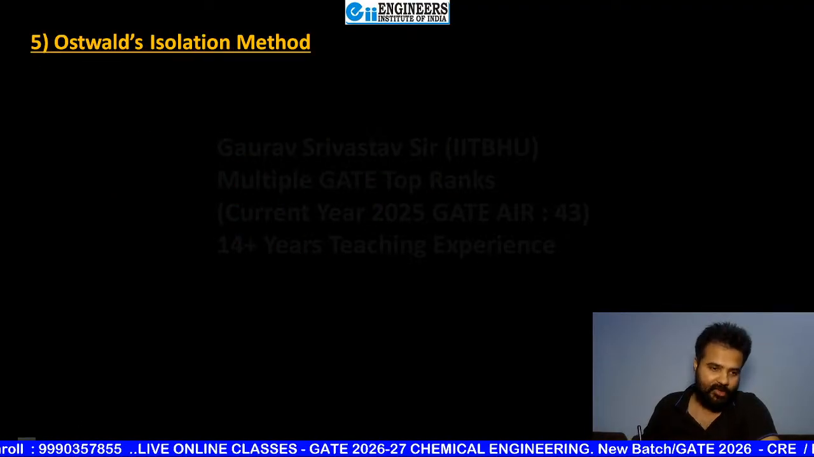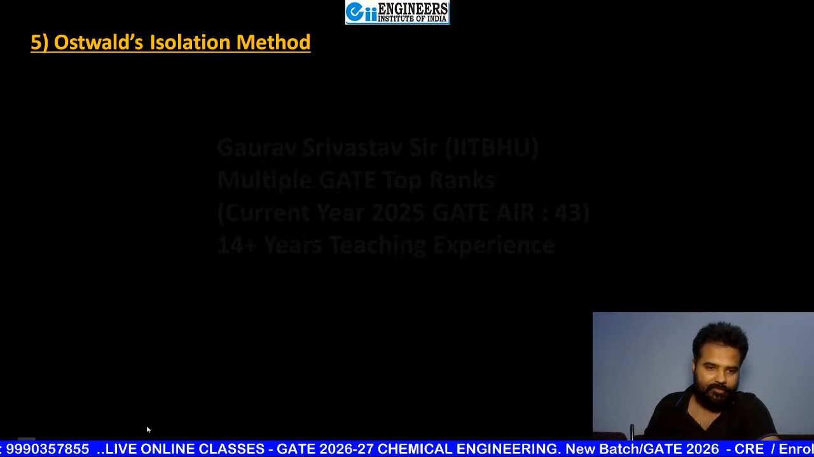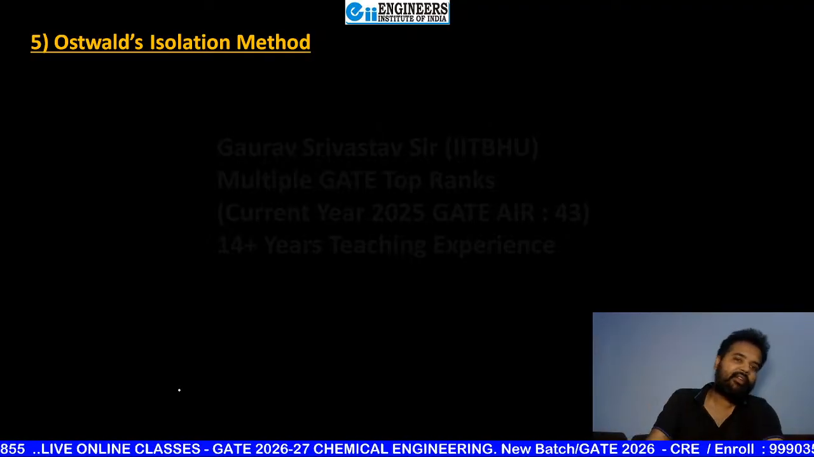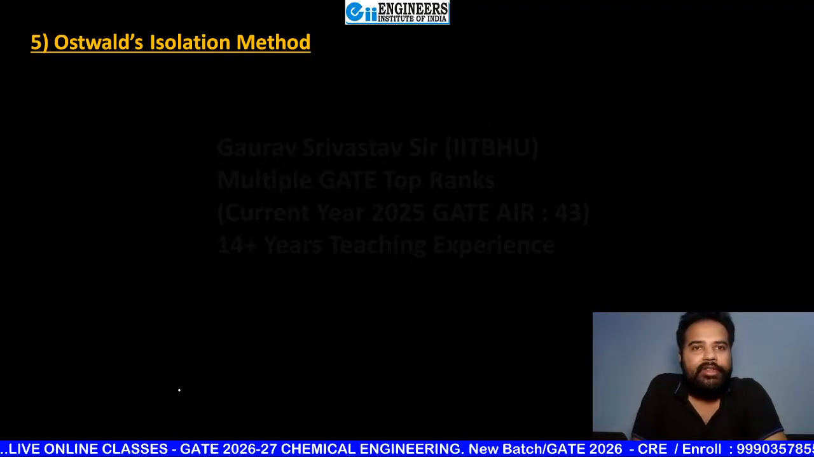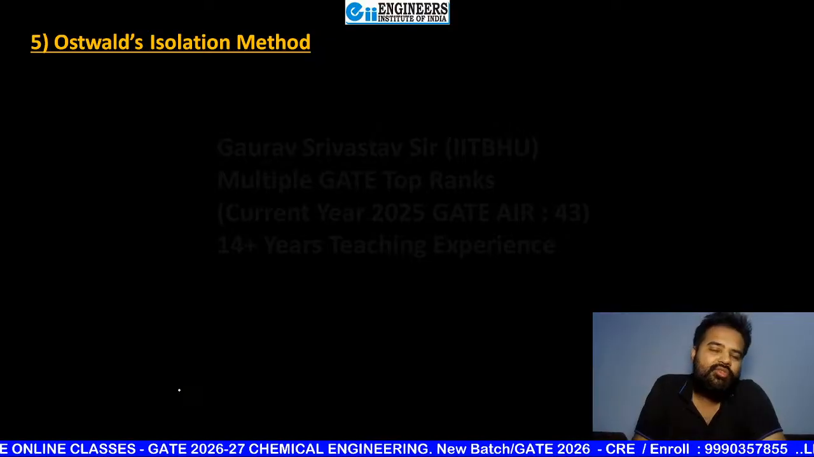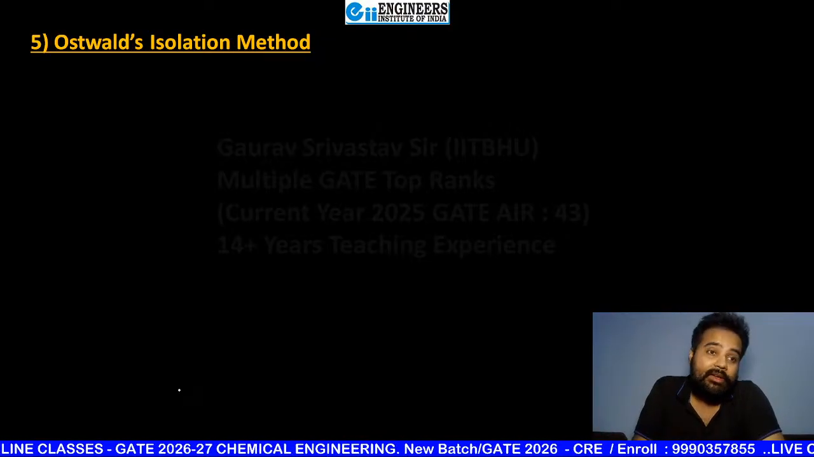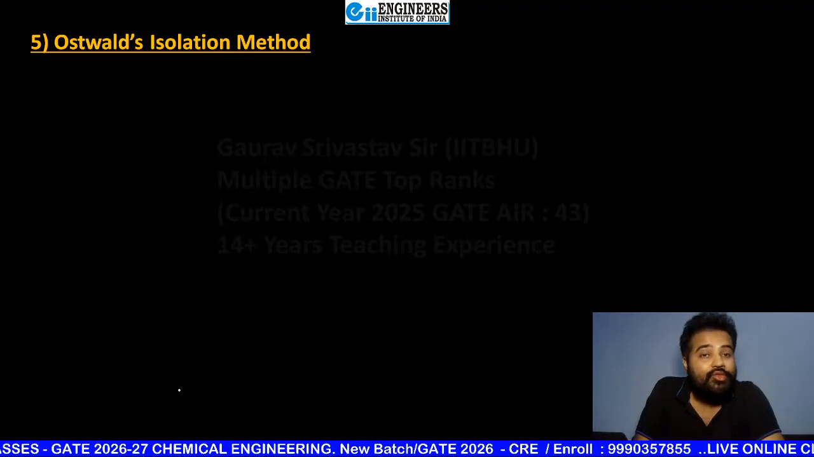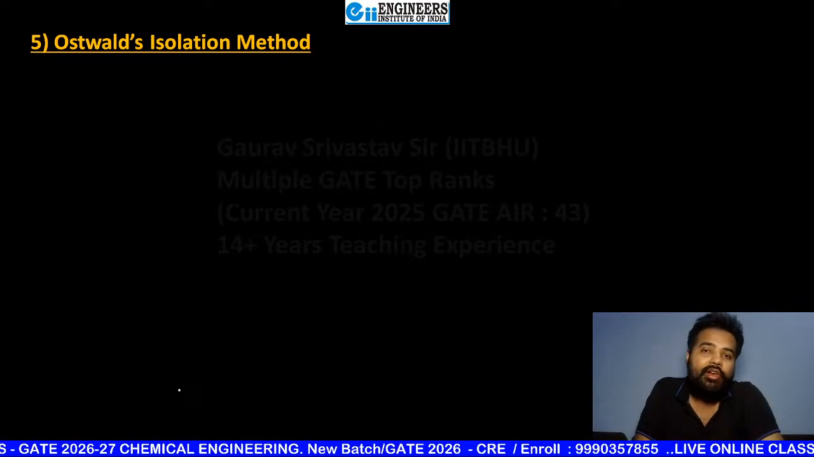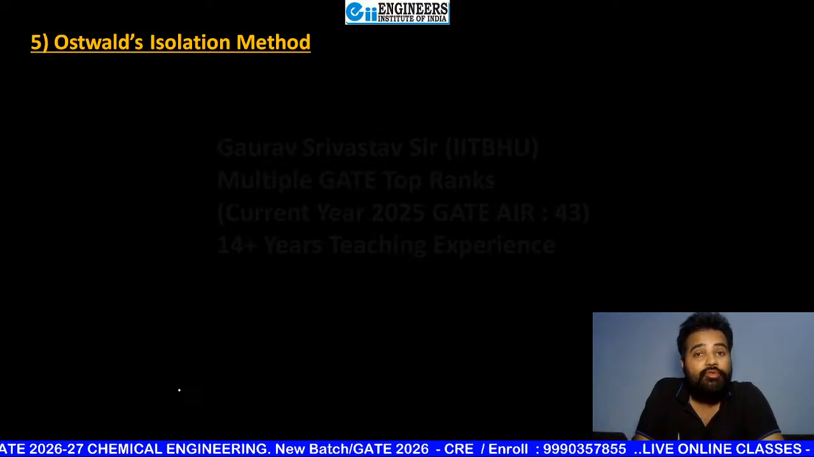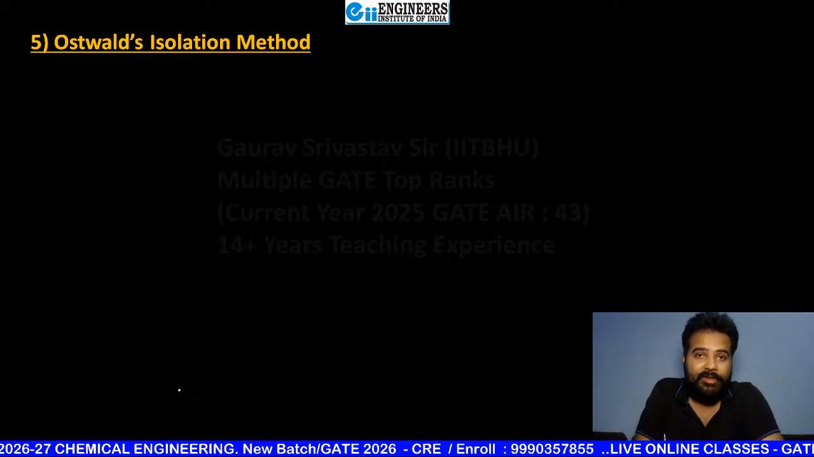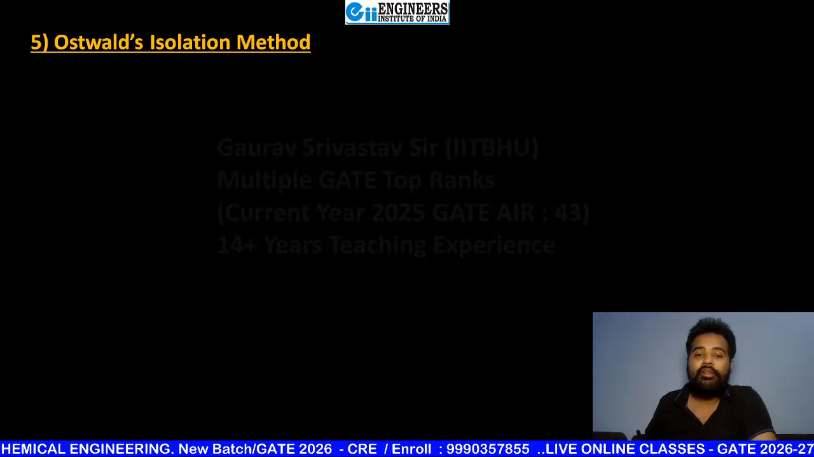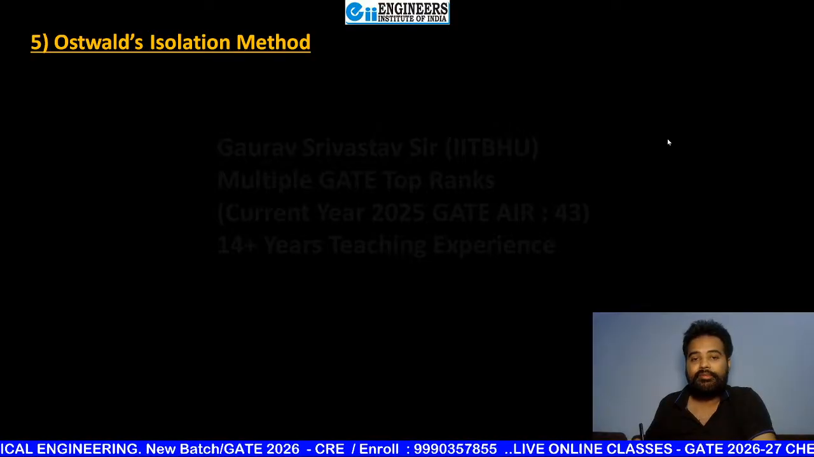Towards the next method? Ostwald isolation method. Okay, very good. So you had seen the first, second, third, and fourth methods. You can use them for a single reactant, and the last, the initial method, you can also use for multiple reactants. But Ostwald's isolation method is used only and only if more than one reactant is present in your feed mixture.